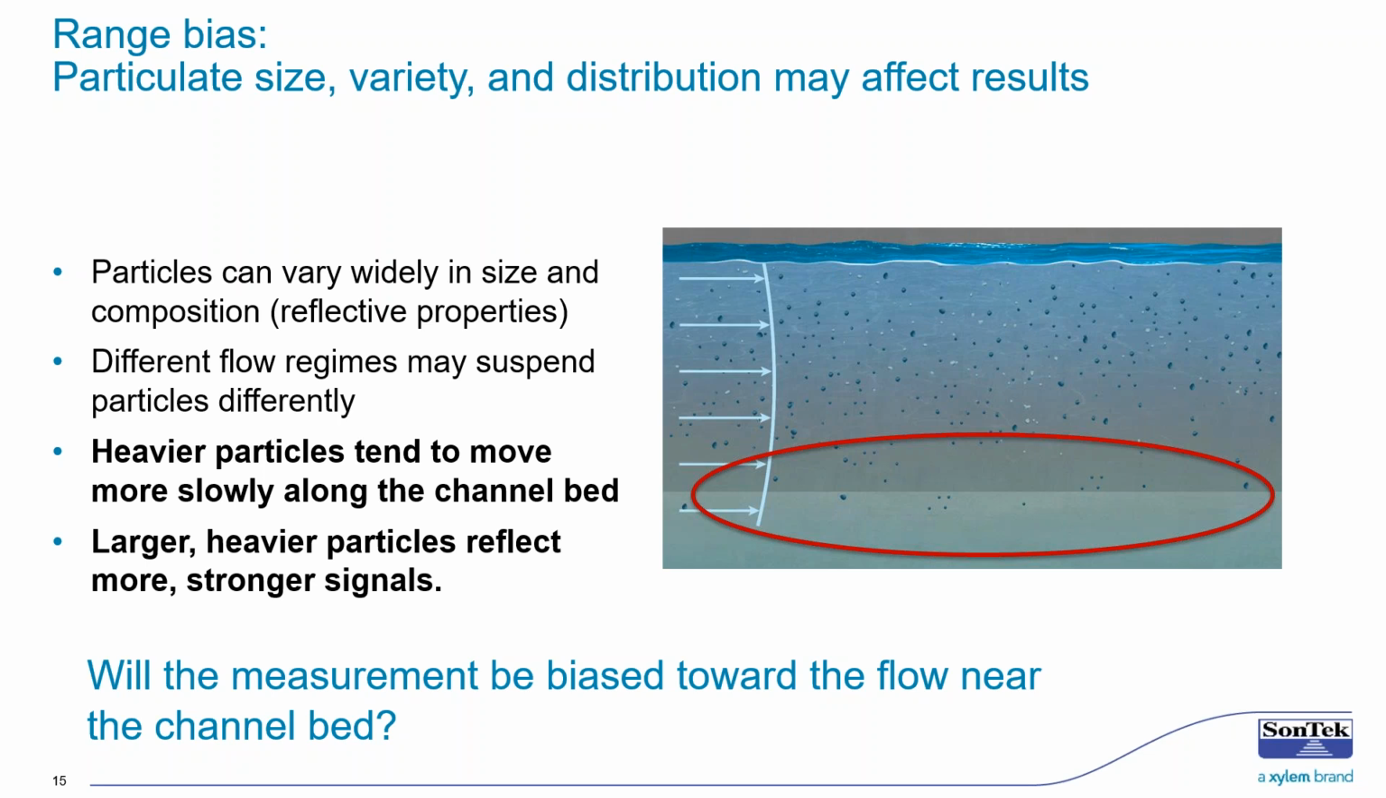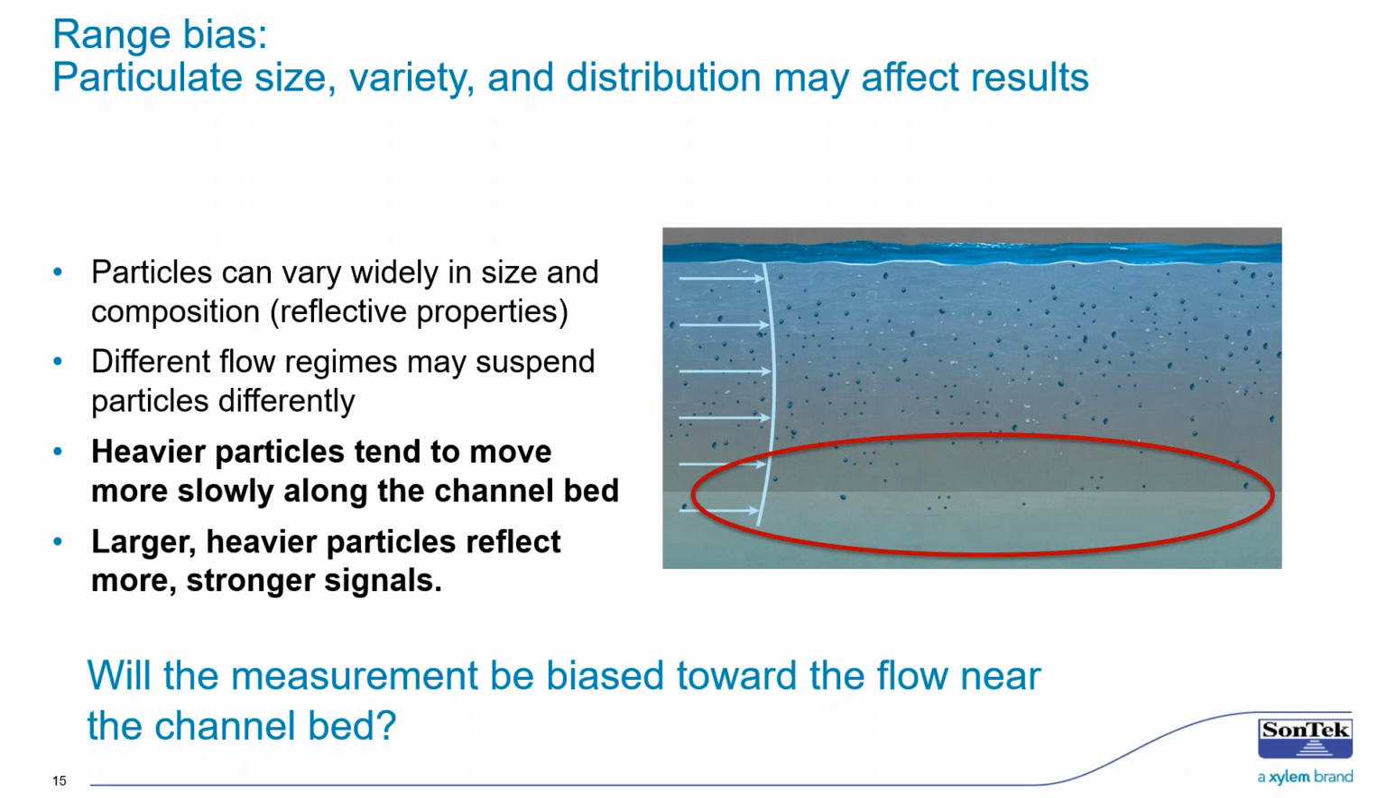Another issue to consider is range bias. And what is range bias? Particles, just like Janice was talking about, is what we're measuring in the water. Particles can vary in size, they can vary in material types, and the distribution may affect the results. Some particles that are larger or maybe of a different material might reflect a much higher signal than a particle that's much smaller or of a less reflective material.